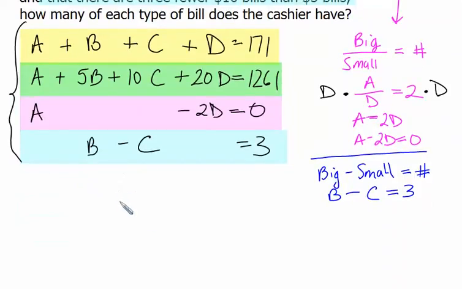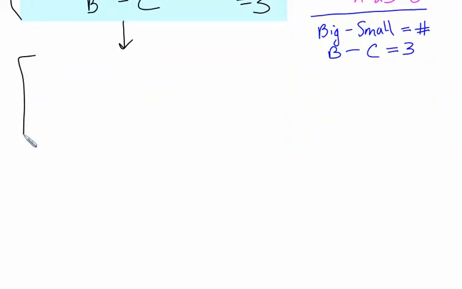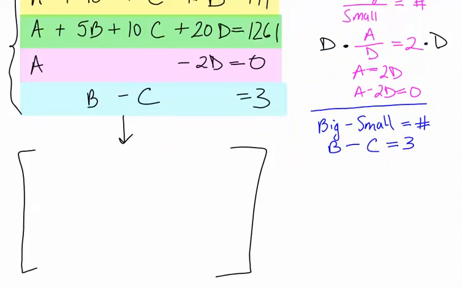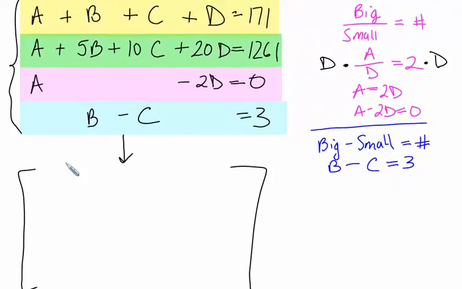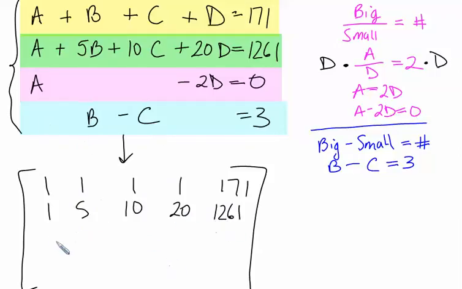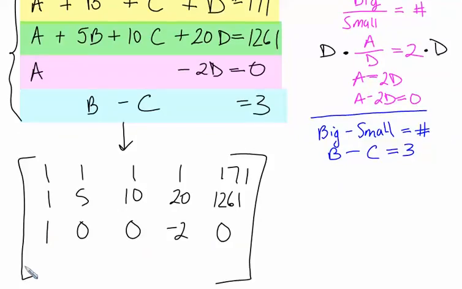So there's our system of equations. But now we transfer it into a matrix form for our calculator, which means we're going to put these big rectangular parentheses, and we're just going to write the numbers down. So in that top row, the numbers are 1, 1, 1, 1, and 171. Second row down, the numbers are 1, 5, 10, 20, and 1,261. Third line, we have 1, but then there's no B or no C, so put zeros. A minus 2 and another 0. And in the last row, we've got 0, 1, negative 1, 0, 3.